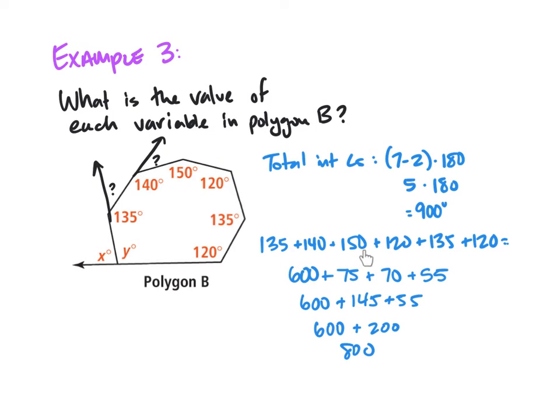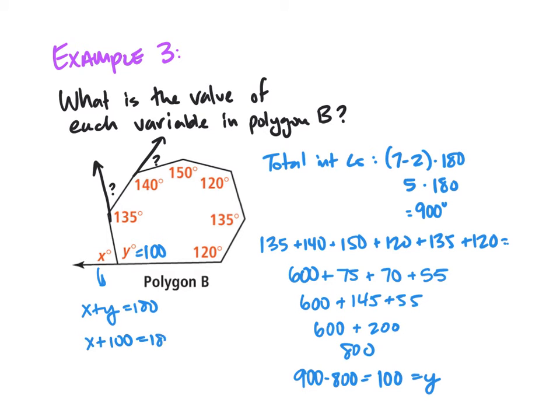Now, of course, I could have just typed those into my calculator, and I maybe could have gotten that 800 just as fast, maybe a little bit faster, who knows. But I know that all of these angles now add up to 800 degrees, and so the measure of angle y is going to be 900 minus 800, which gives me 100. So y is 100. Now the x, I know that x plus y needs to equal 180 because those two angles form a linear pair. So x plus 100 equals 180, and that means x must be 80.